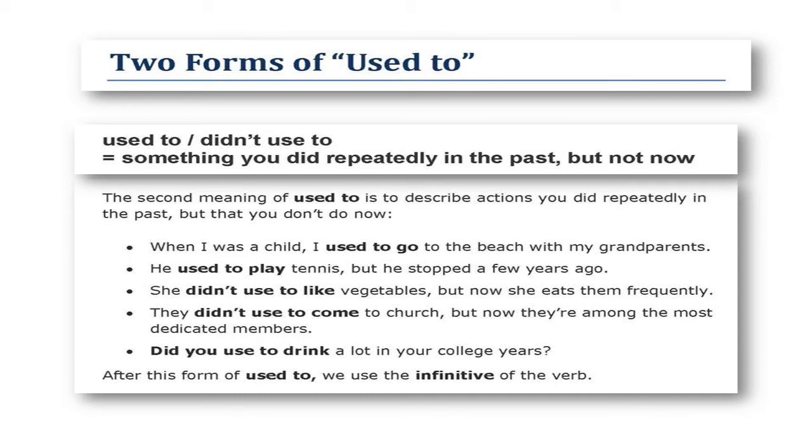The second meaning of used to is to describe actions you did repeatedly in the past but that you don't do now. For example, when I was a child, I used to go to the beach with my grandparents. He used to play tennis, but he stopped a few years ago. She didn't used to like vegetables, but now she eats them frequently.